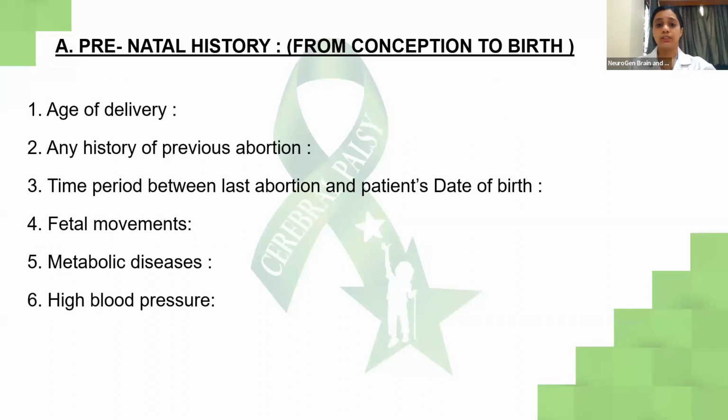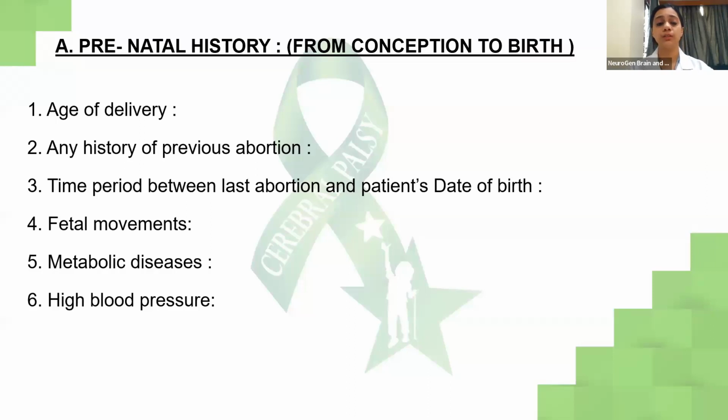Then the prenatal history, which tells from the conception of the mother to the birth of the child. Here are the questions which need to be asked to the mother: what was the age of the mother at the time of delivery? If the mother's age was more than 30 or 32, then we can correlate that, because age is important. There are a lot of chromosomal abnormalities or syndromes, for example Down syndrome. So any history of previous abortion, and the time period between the last abortion and the patient's date of birth.